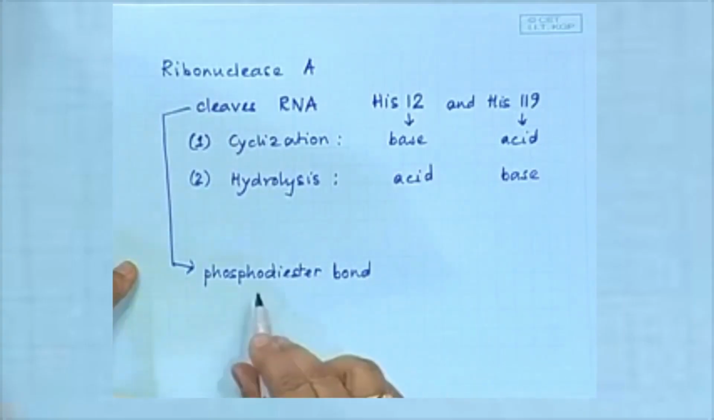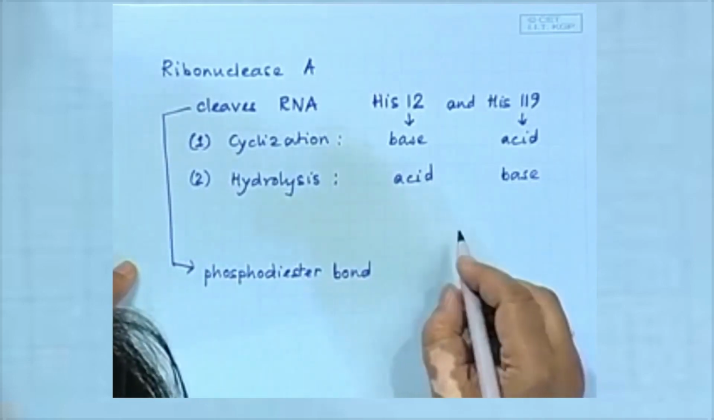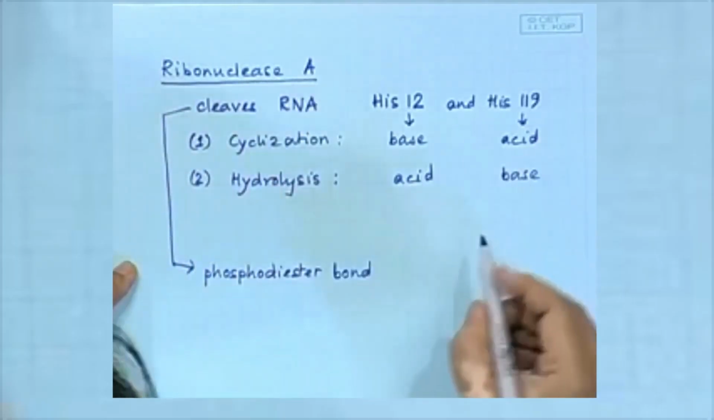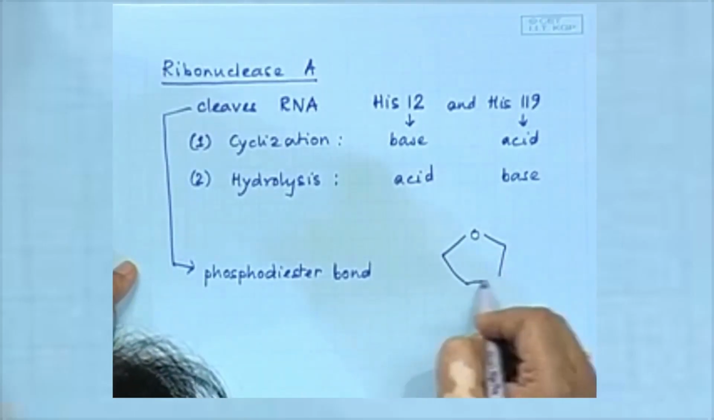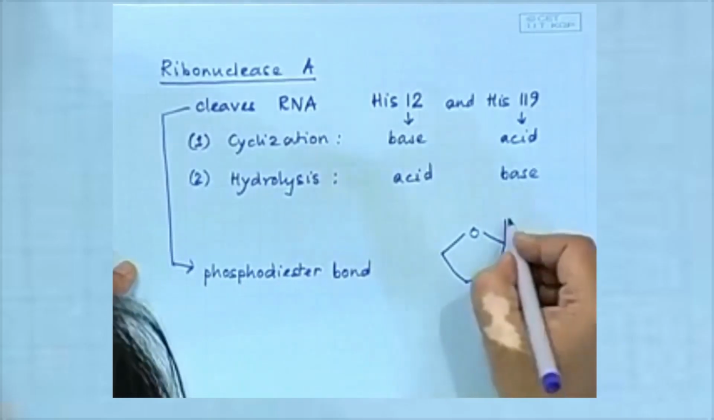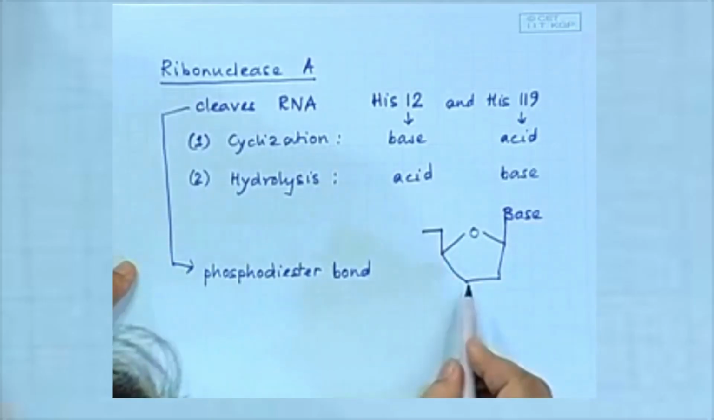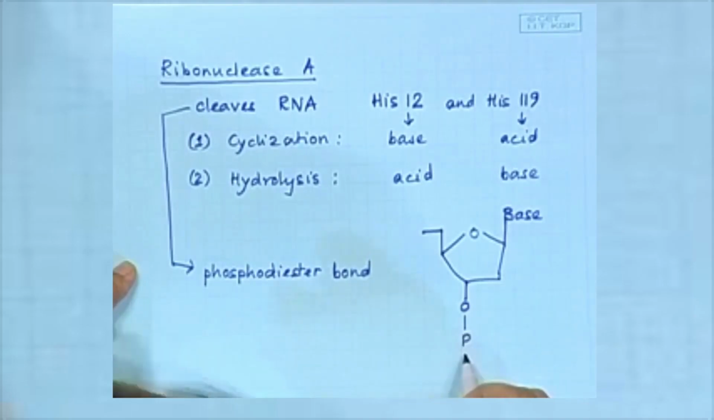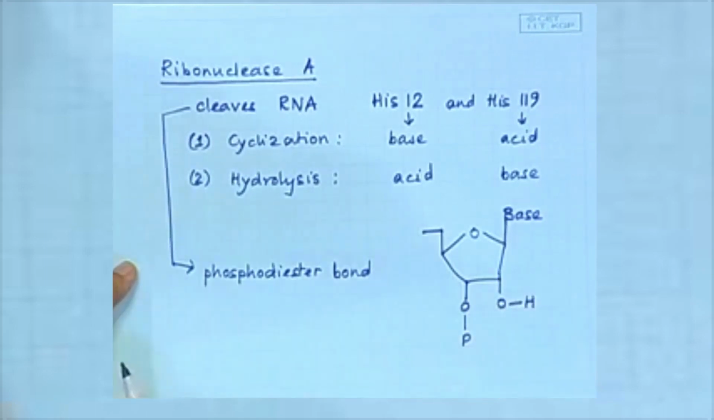Now, when we have this phosphodiester bond and we have the cyclization, we still haven't studied DNA and RNA structure, but we're looking at ribonuclease A. Okay? Now, if you look at the basic form of the sugar, this is where we have a base attached. A base is either a pyrimidine or a purine. What did we have here? We had an O and we had the P, right? What did we have here? The O and the H, right? That is what we had initially.